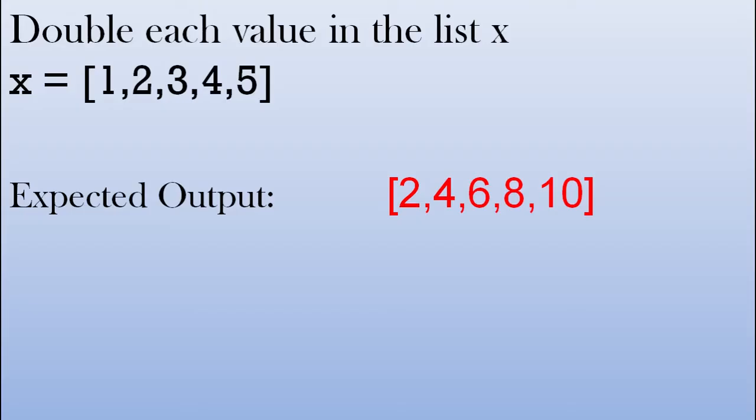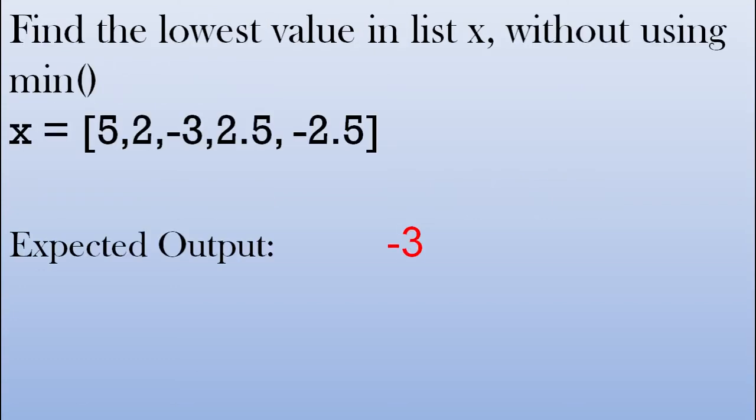Okay, time for some practice. Double each value in the list X. So X is 1, 2, 3, 4, 5. And to double each one, the output would be 2, 4, 6, 8, 10. Find the lowest value in a list without using the minimum function. So here we have x and the lowest number in there is -3. So how would you find that?